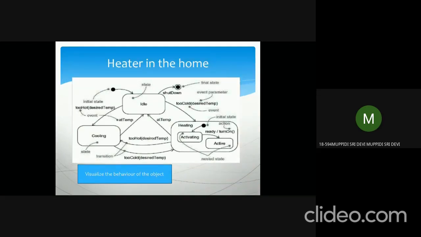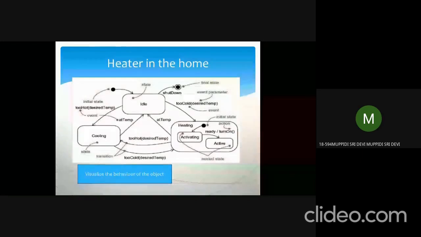Example, this heating state. If you see in this state machine, these are the states and the advanced states. If you see the lines between idle and cooling, there are some arrow marks. Technically we call these transitions. All the arrow marks here are transitions. And a solid circle is an initial state.